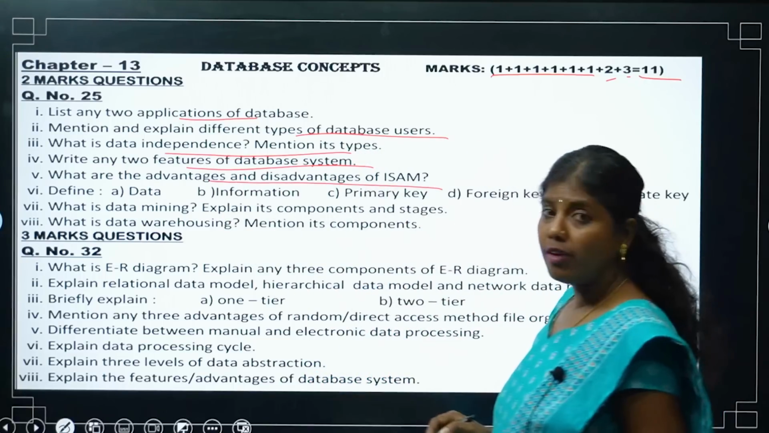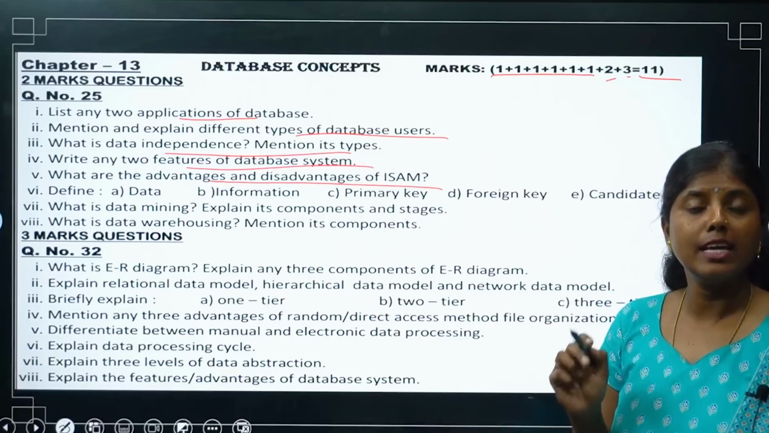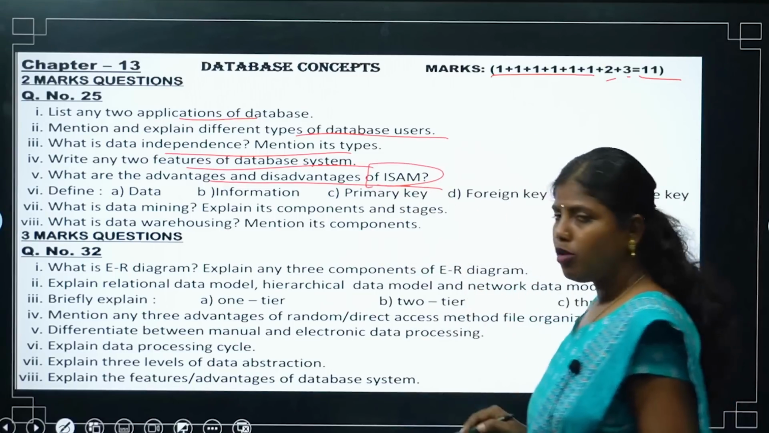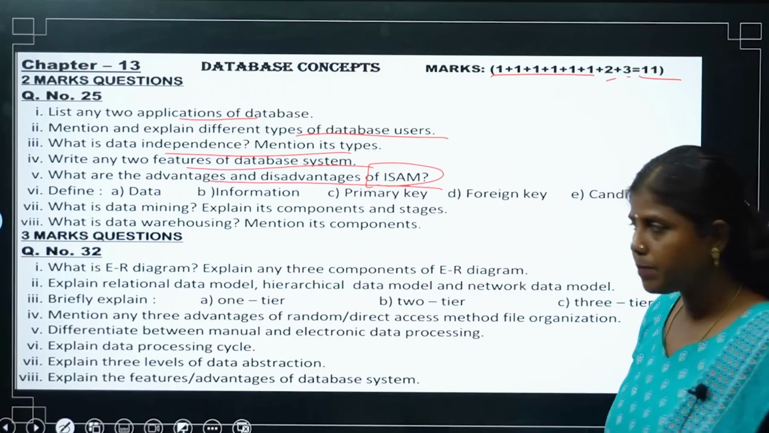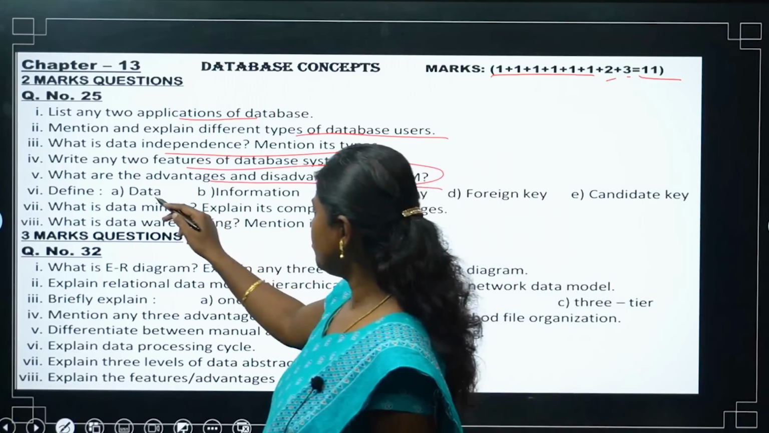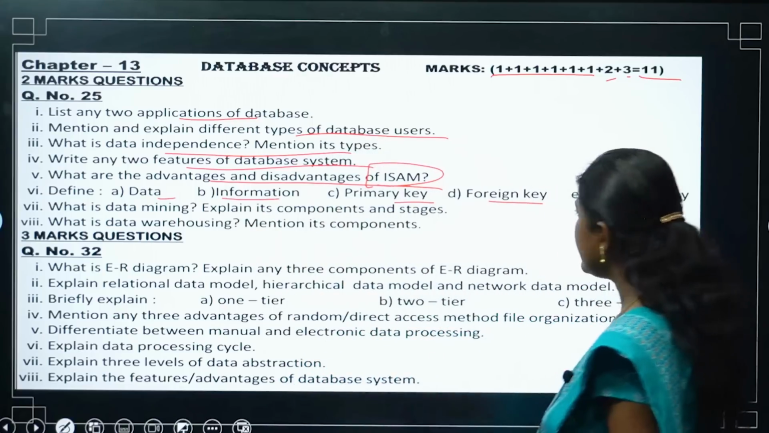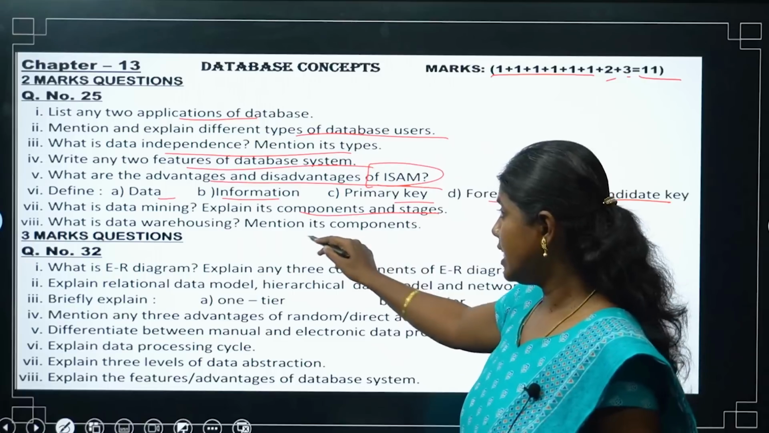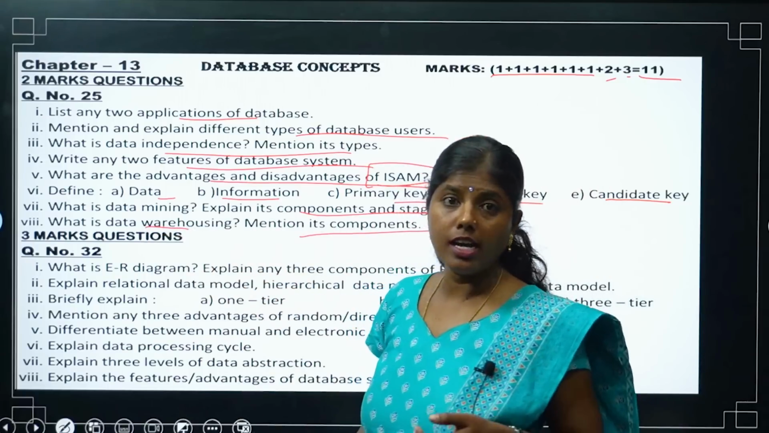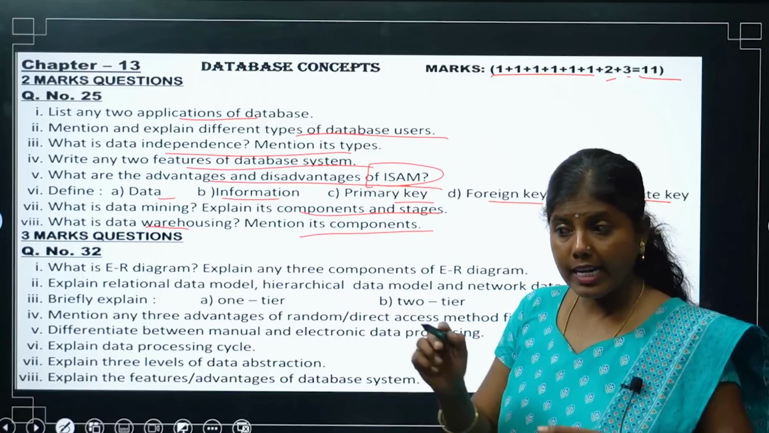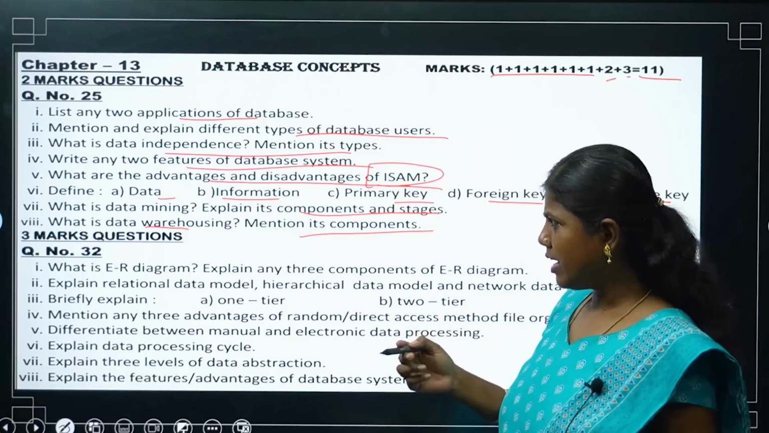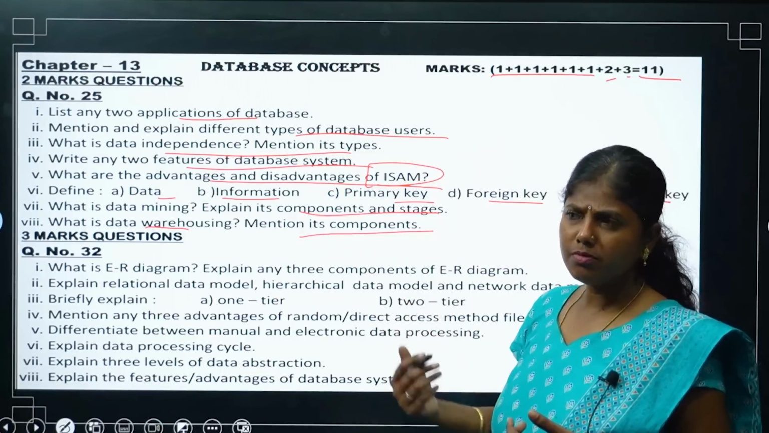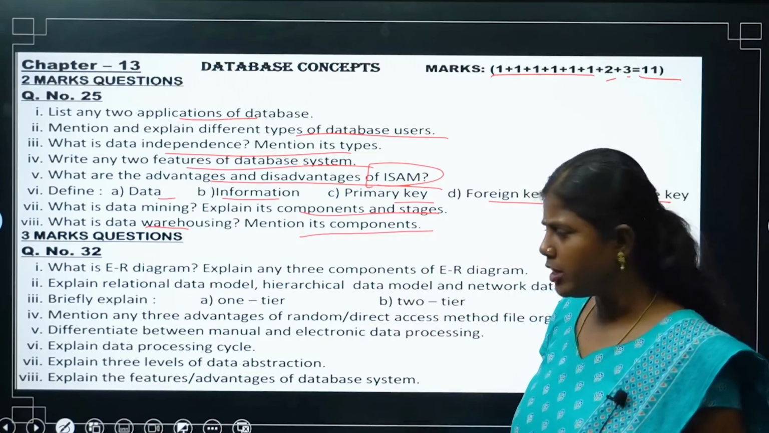Advantages and disadvantages of file organization technique, that is ISAM, index sequential access method. At least know this full form, a question will be there on that. What are the definitions of data, information, primary key, foreign key, candidate key? Keys are very, very important. What is data mining? Components of data mining and data warehouse, they are asking in the fill in the blanks. Not the explanation, they may not ask you. If you know the components, I think you'll be able to get the answer for the fill in the blanks, I feel.